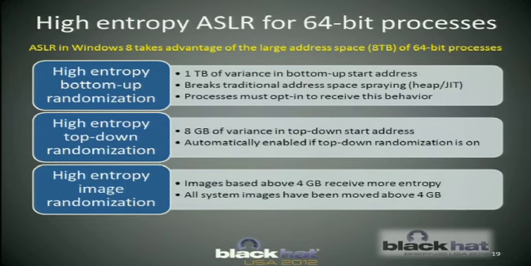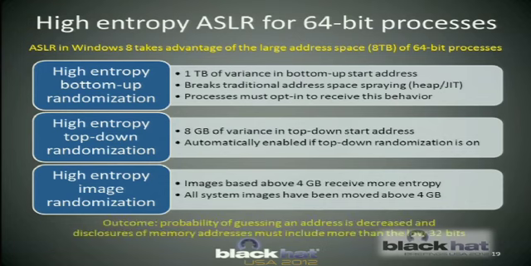And finally, we've taken steps to increase the amount of entropy that images receive, specifically images that are based above 4 gigs. And as a result of increasing this entropy, we've taken steps to move all of the system images above 4 gigs so that they can take advantage of this. And when I say above 4 gigs, that means their preferred base address is above 4 gigs. The outcome here is that because we've increased the amount of entropy that 64-bit processes receive, the probability of guessing an address is significantly decreased.